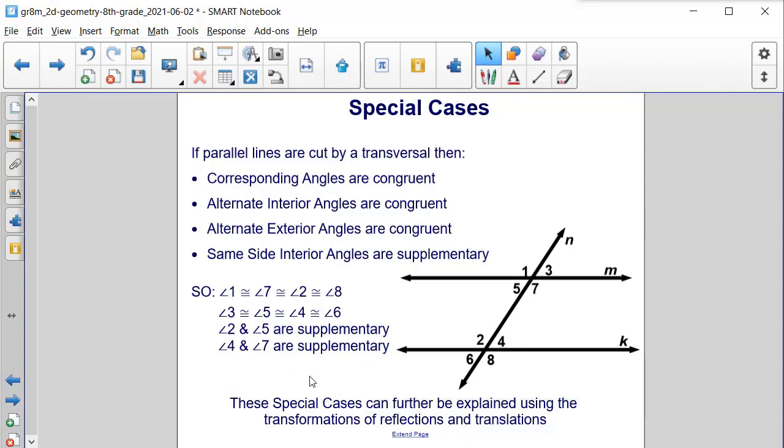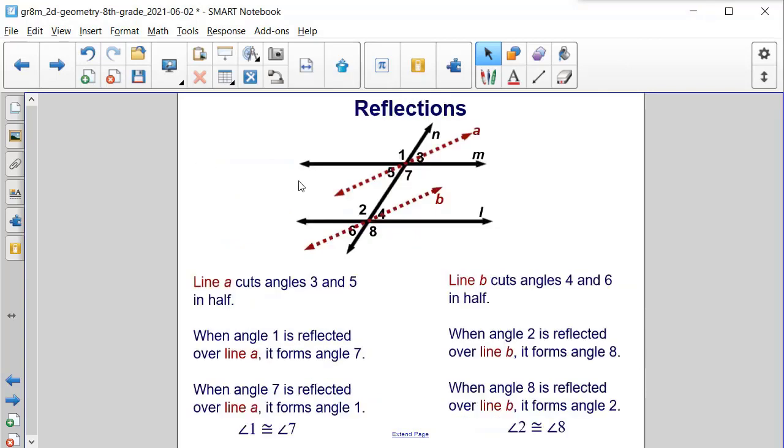These special cases can be further explained using transformations of reflections and translations. First, let's look at reflections. If we have this line A that cuts angles 3 and 5 directly in half, and we reflect angle 1 across line A, it forms angle 7. And when angle 7 is reflected over line A, it forms angle 1. Therefore, angle 1 is congruent to angle 7 by a reflection, which also proves that vertical angles are congruent.